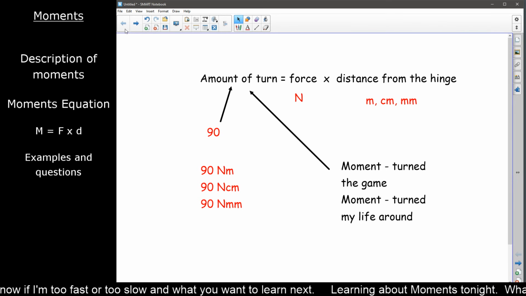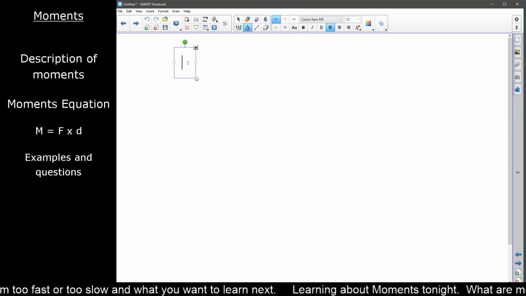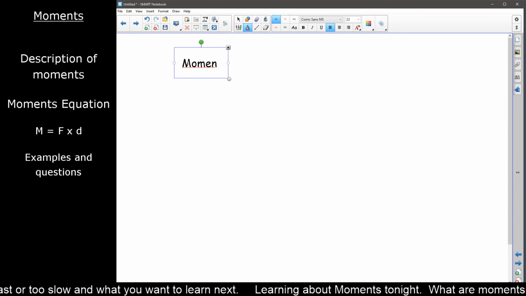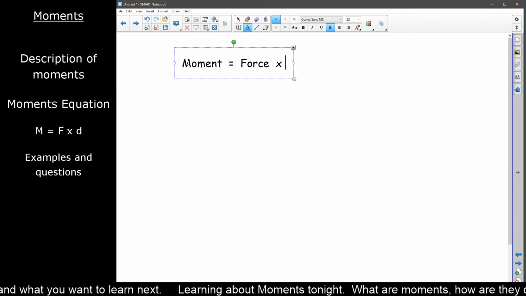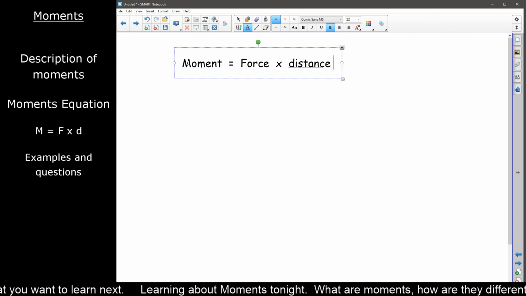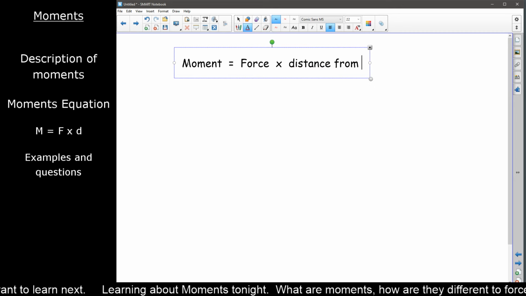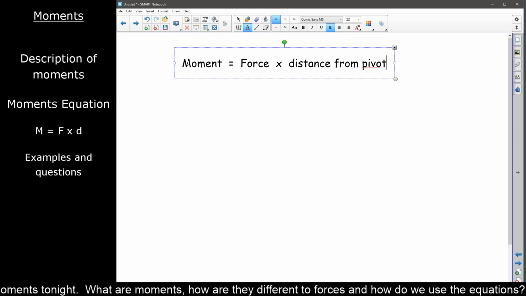So we call this moment. And this gives us our equation, that the moment equals the size of the force multiplied by the distance from the hinge. Now, we're not going to call it a hinge because not everything that turns has a hinge, but everything that turns does have a point that doesn't move. And that point that doesn't move we call a pivot.